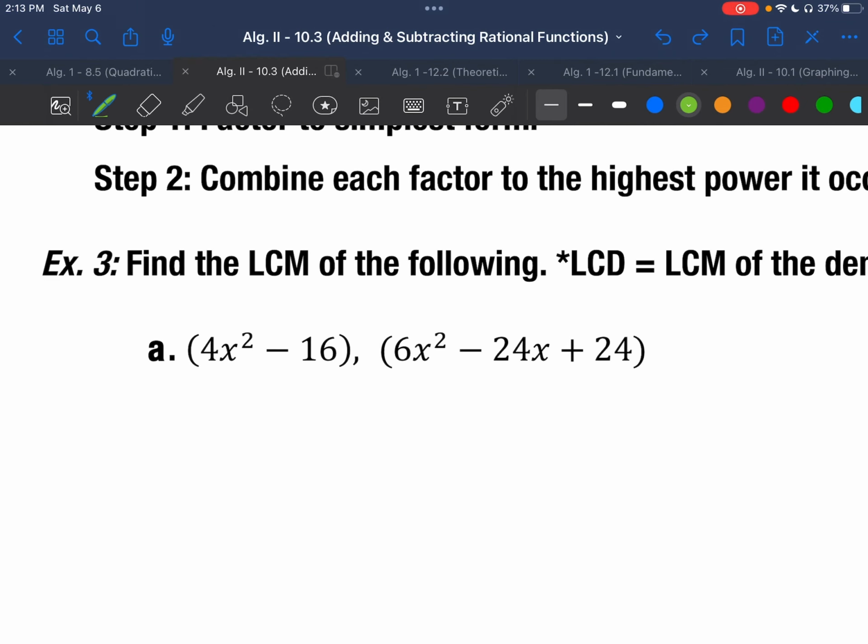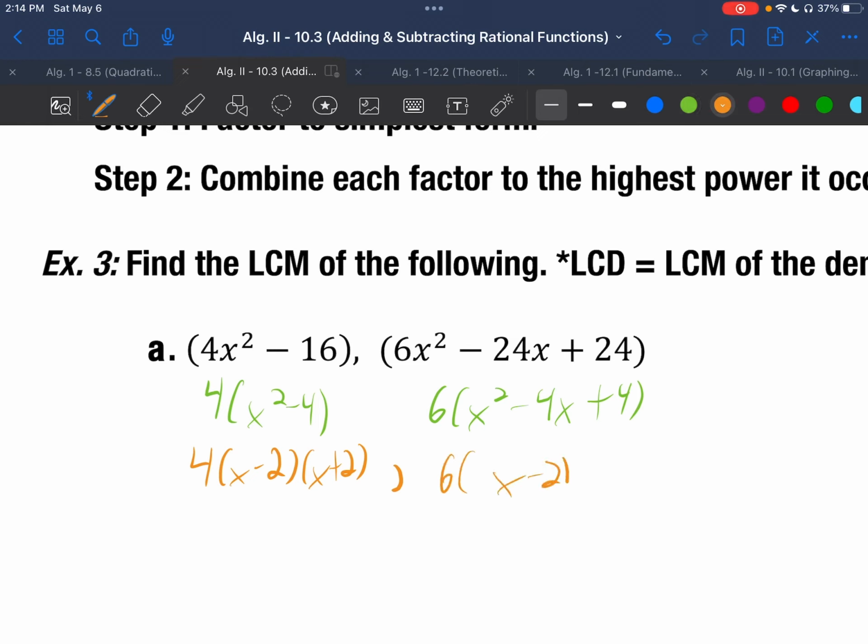So between these two, the first one, 4x squared minus 16, we're going to factor 4 out, then be left with x squared minus 4, and say, wait, that's the difference of two squares. So that gives me x minus 2 and x plus 2. And the other one, we can factor a 6 out, and we're left with x squared minus 4x plus 4. And we can factor that further into x minus 2 and x minus 2.